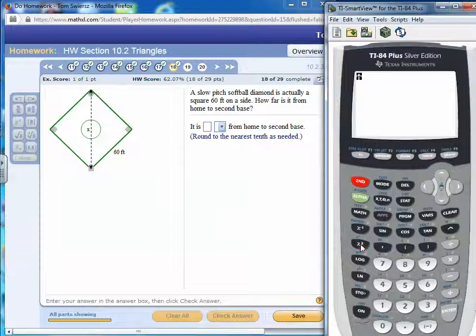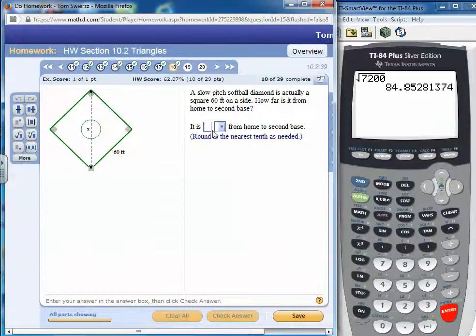So second x squared to get the radical, 7,200, and we get 84.85, which would be rounded off to 84.9. You would round up because the second number is 5 or greater, and everything is given in feet.